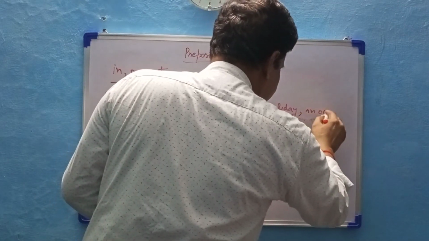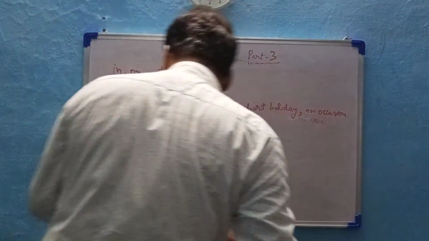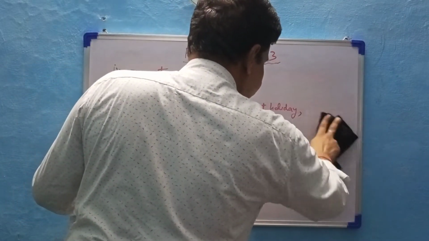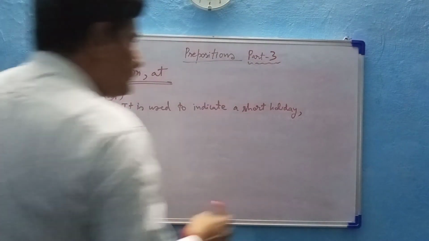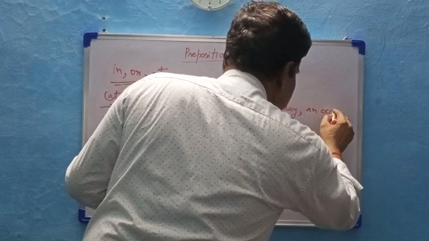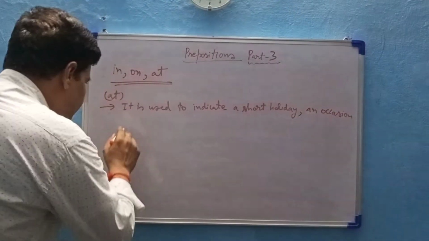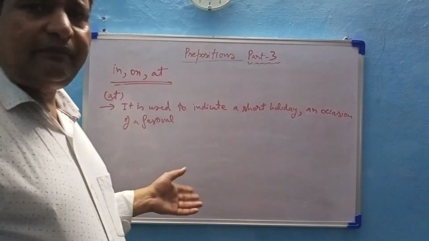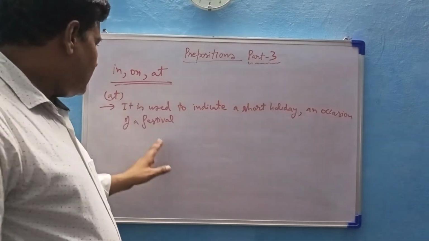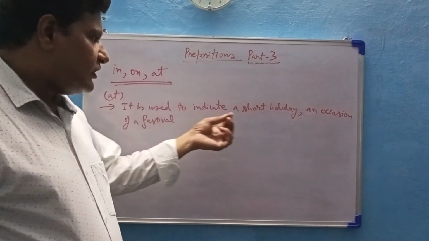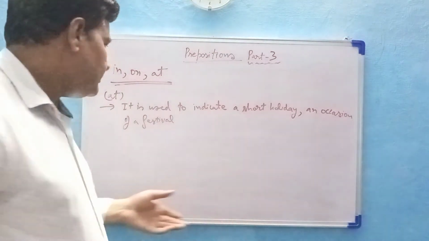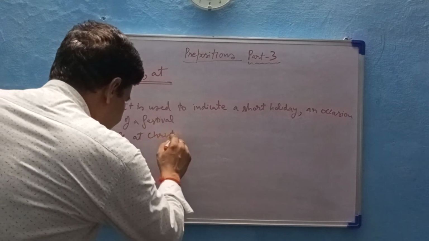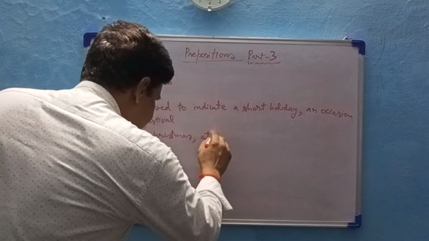An occasion. Short holiday. An occasion of a festival. On an occasion of a festival, there is a short holiday of 1, 2, 3 days at the most. For example, at Christmas, at Diwali.